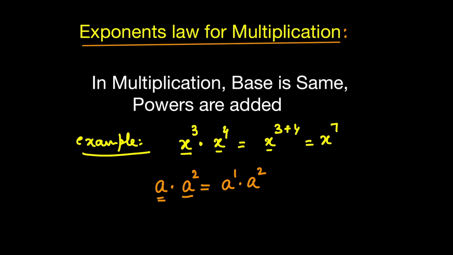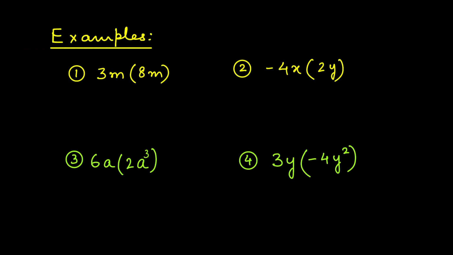So in this now we see the base is the same. So the powers 1 and 2 will be added. So it is a to the power 1 plus 2, which is a to the power 3. Now we take examples. So example 1. So here we can see a monomial multiplied with a monomial.